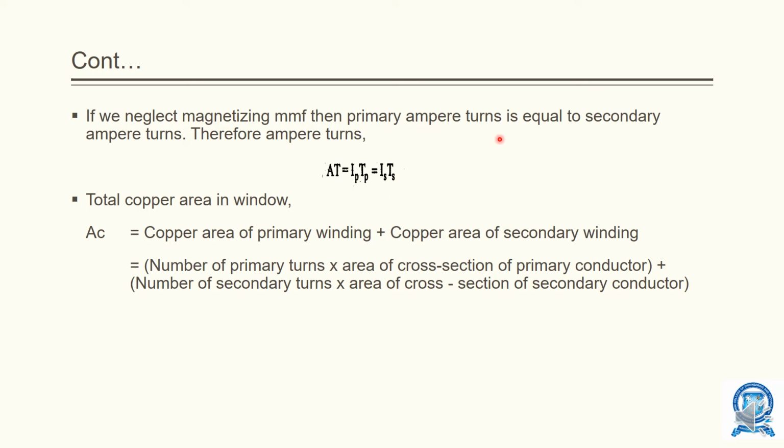So as I told, it is equal. If we neglect the magnetizing MMF, they become equal. So I'm equating both of them, and it is equal to AT. AT is nothing but the ampere turns.